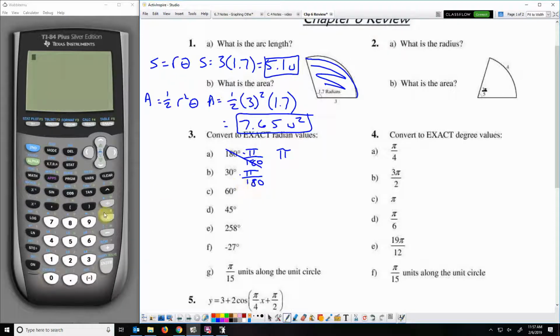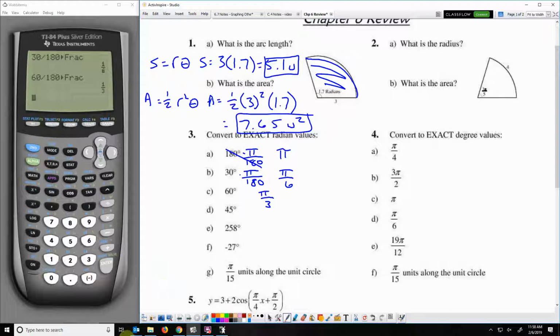30 times pi over 180. I can use the calculator. 30 over 180. And then math, ask for it as a fraction, enter, enter. That is 1/6. So 30 over 180 is 1/6. So 30 degrees is pi over 6. For 60 degrees, 60 divided by 180, math, enter, enter, 1/3. So this one is pi over 3.